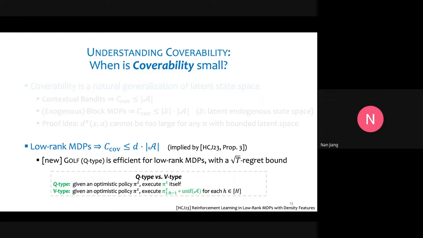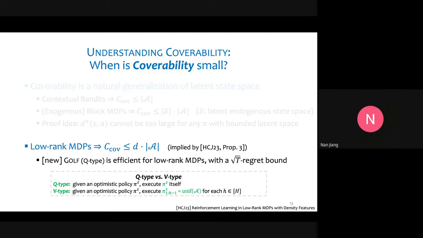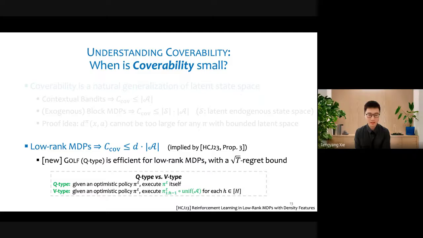So by low rank MDP, I guess you mean the representation learning setting. Yes. We don't know the representation. You don't know the phi, but it is contained. I see, right. So previously, in that setting, we only knew that the V-type would work, but the coverability result shows that Q-type also works in that setting. Yes. Okay.